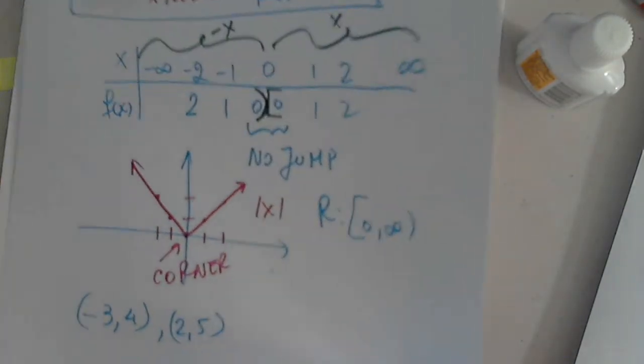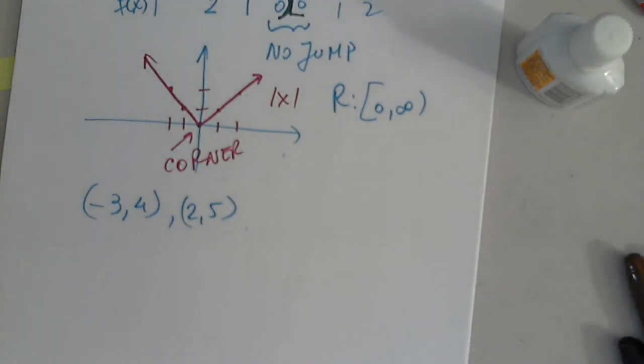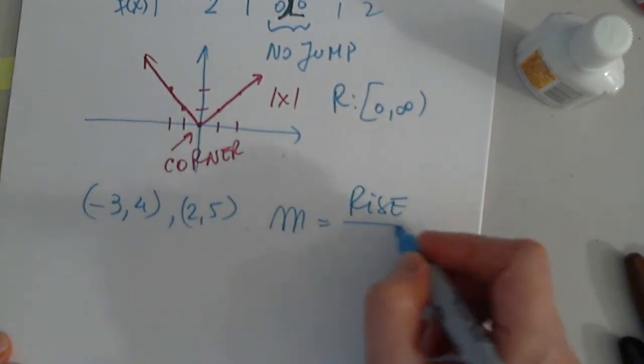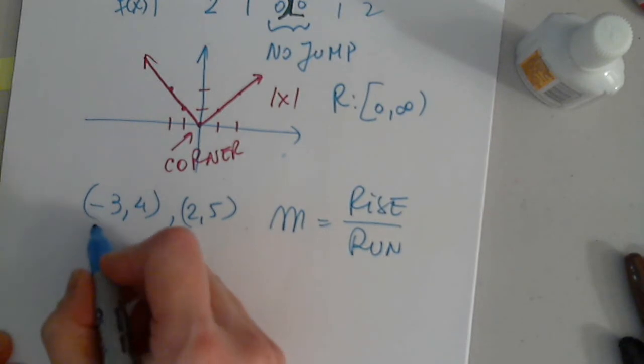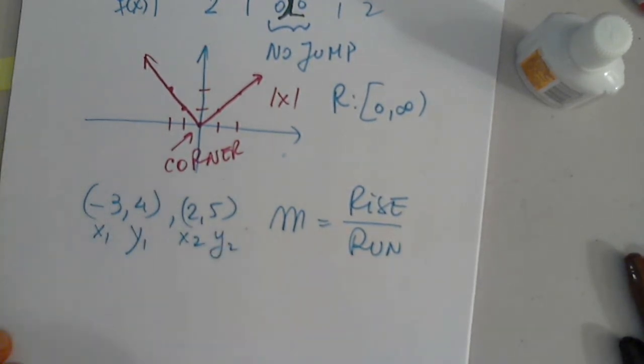What do we do? Anyone? Find the slope, which is rise over run. I recommend labeling them. And the rise means the difference in y values over the difference in x values. Please do not reverse the two, ever.